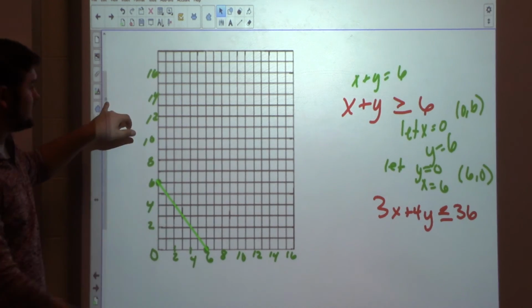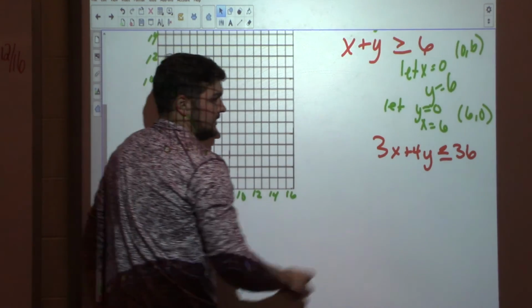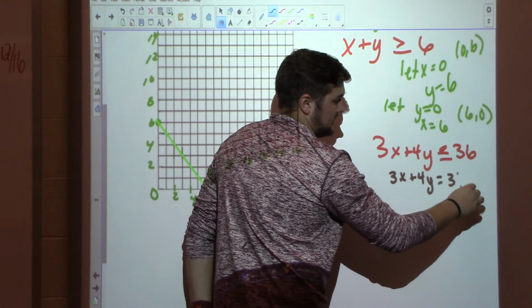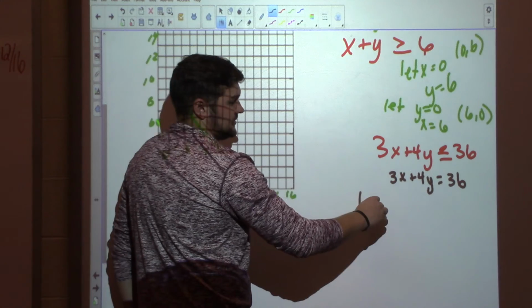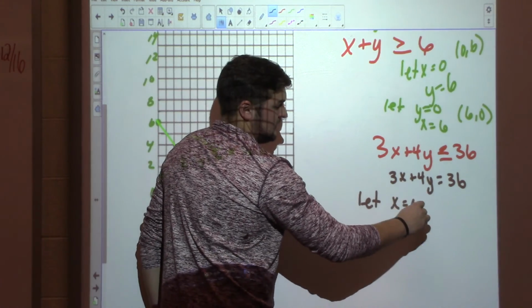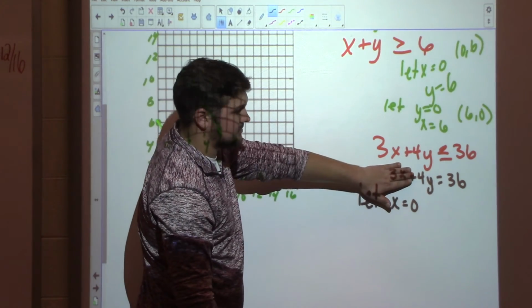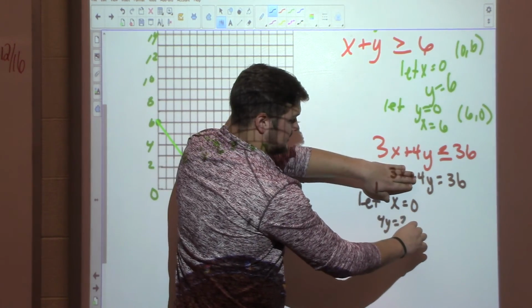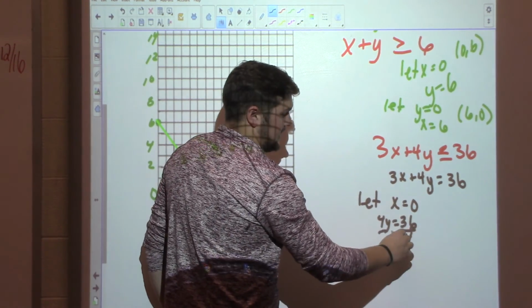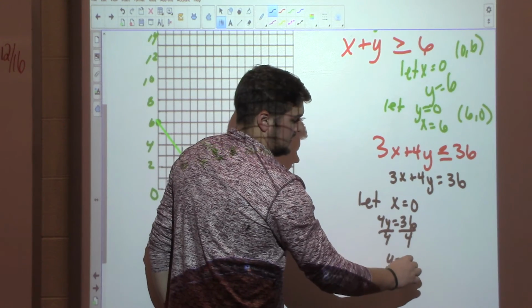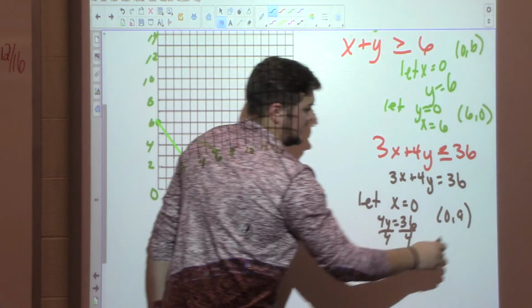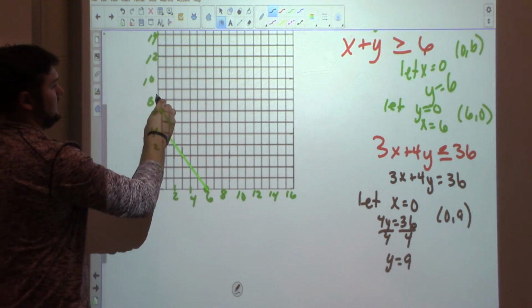Then the second equation, 3x plus 4y equals 36, right? We're trying to make it like it's an equation. If I let x equal 0, I cover it up because 3 times 0 is 0. I'm left with 4y equals 36. If I try and divide by 4, I get y is 9. So at 0, 9, I have my first point.